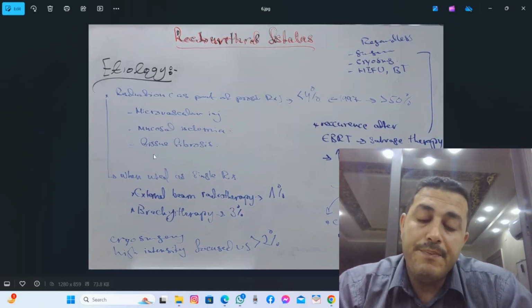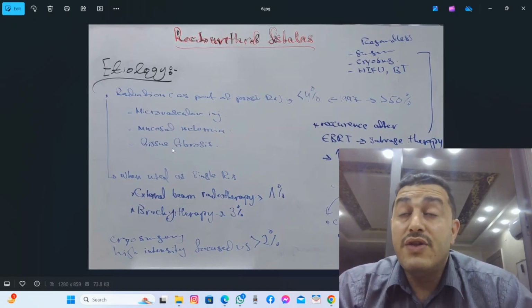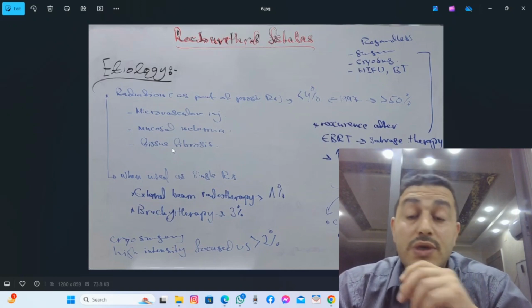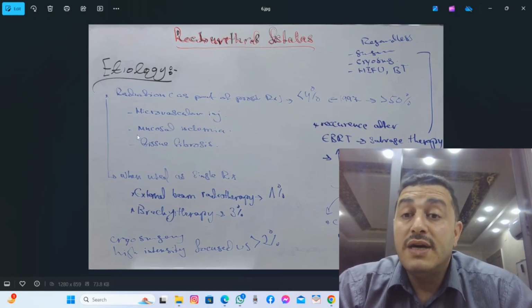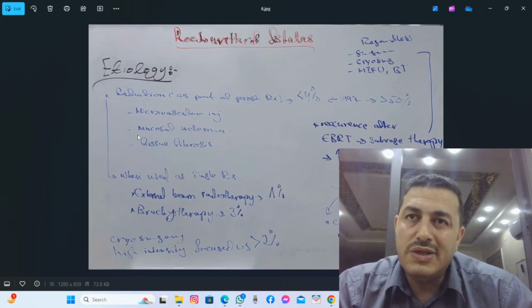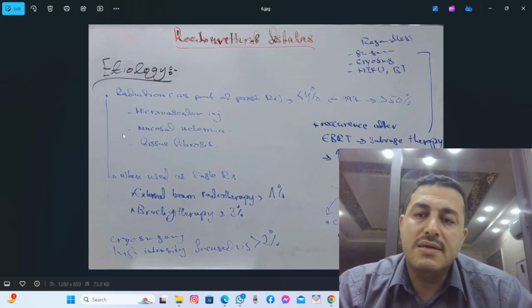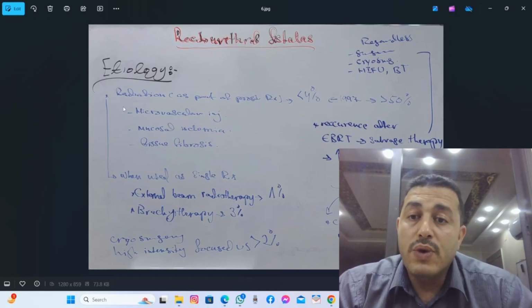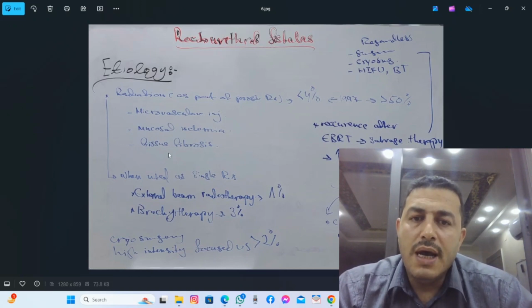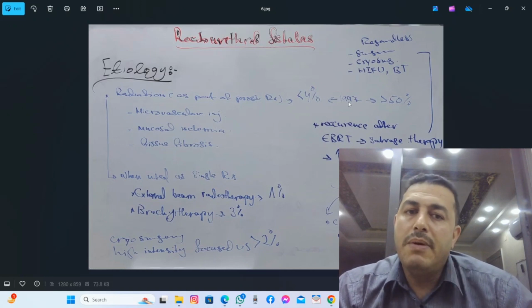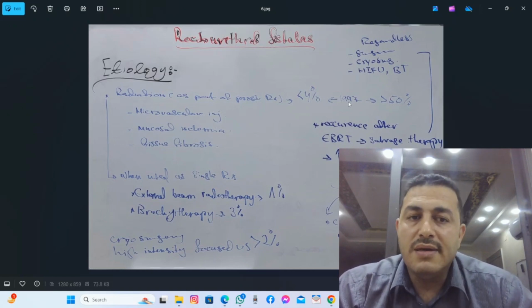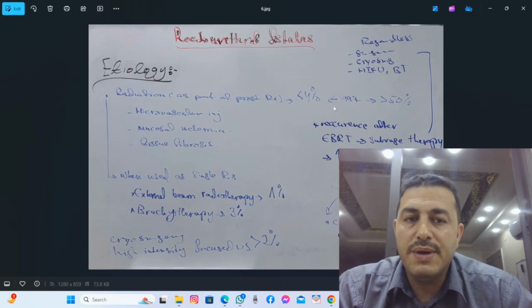Here we mandatorily have to talk about radiation. In the last few years we started to talk about radiation as a treatment, and sometimes it may be the only treatment for prostate cancer in some stages. So we are talking about radiation, and you can imagine that before 1997, less than 4% of patients were treated with radiotherapy.